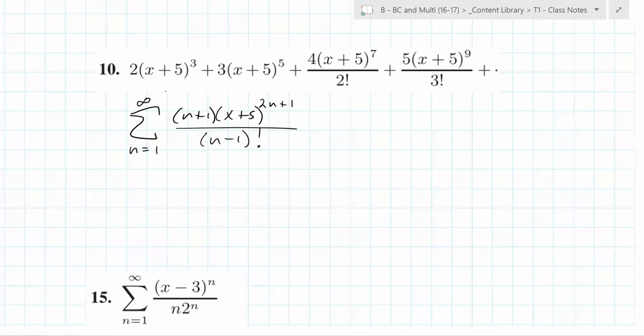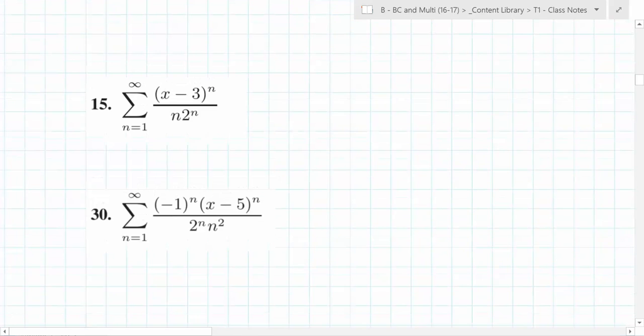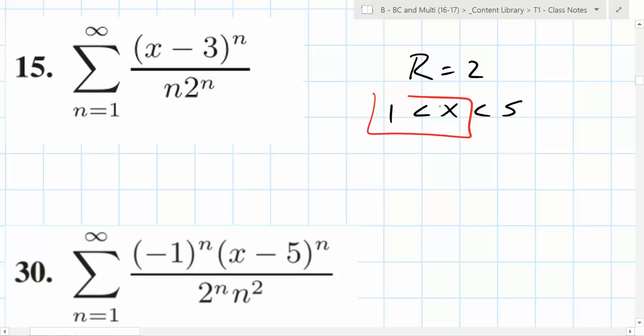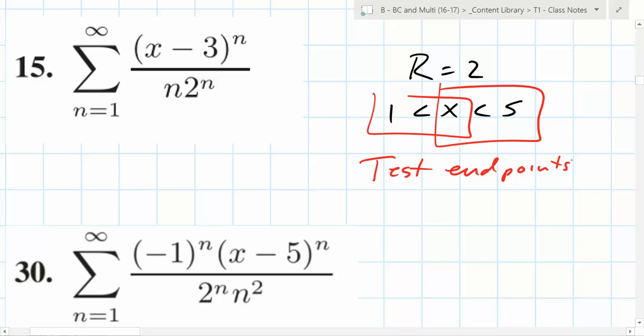You could then try to find the interval of convergence, but I asked you to do this one instead, 15. So when you did this one, you ended up with, I think, a radius of convergence of 2. And then you end up with this, right? But what do you have to test? Test each one. Test endpoints. You have to test the 1 and you have to test the 5.